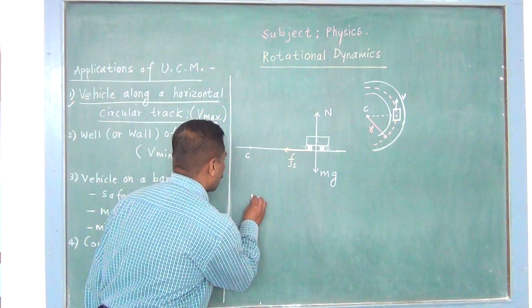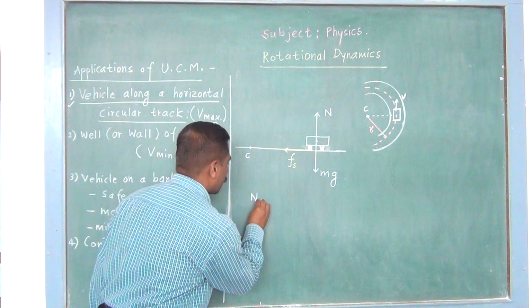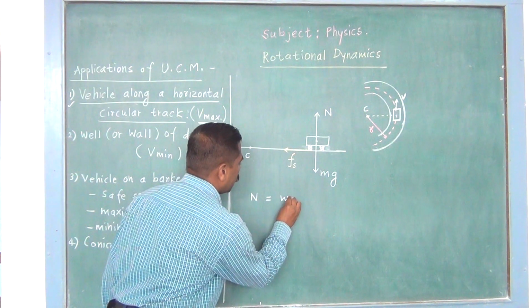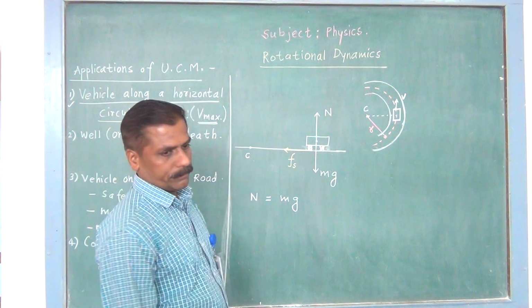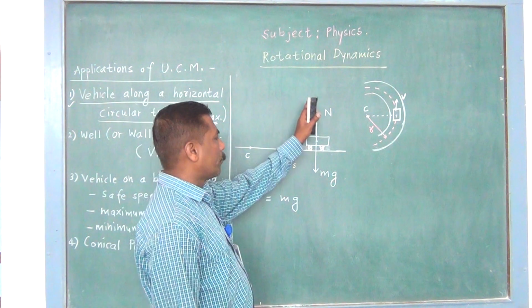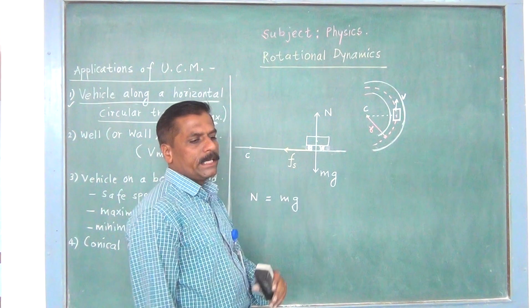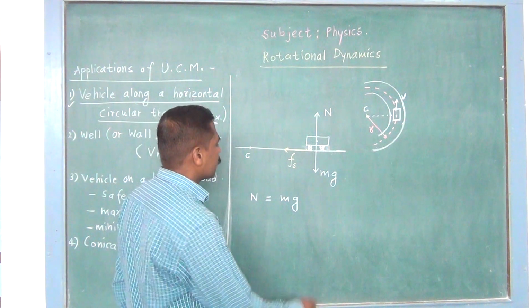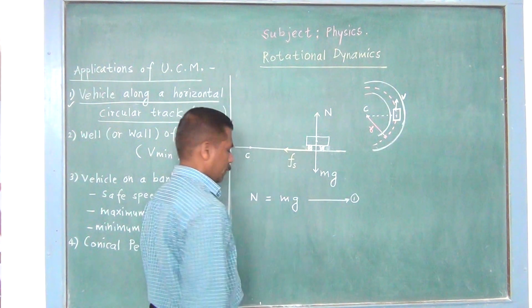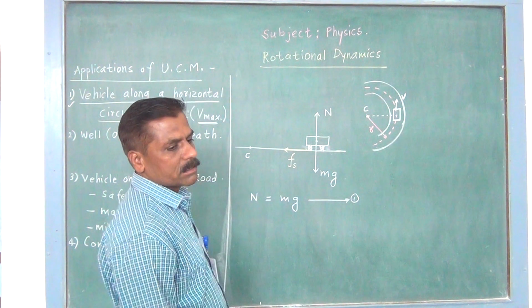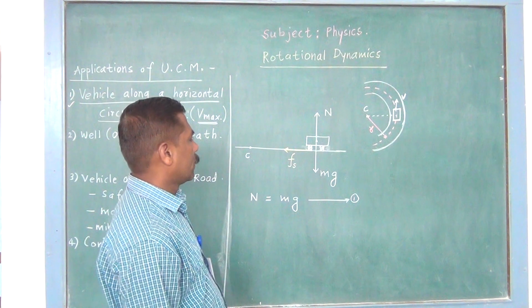Which are these two relations? The first relation is that the normal reaction is balanced by the weight. One is vertically upward, another is vertically downward. So we can say this is equation number 1, that is, the normal reaction is balanced with the weight: N = mg.